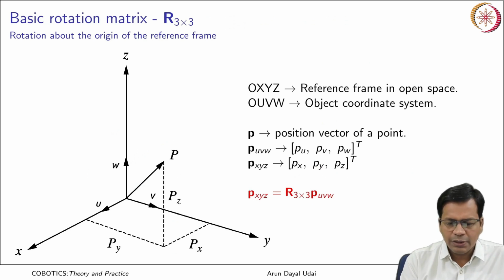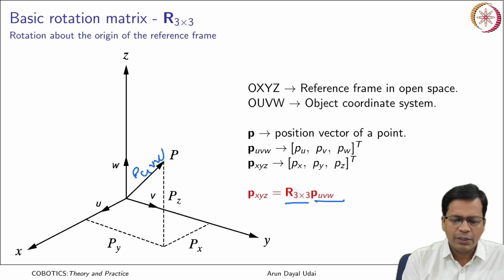Let us say there is a vector PUVW, this is the vector. I apply a rotation transformation matrix on it and it gets rotated about the axis x, y or z, so rotation about the origin of the fixed reference frame. Here x, y and z is the fixed reference frame, whereas the rotating reference frame is UVW.